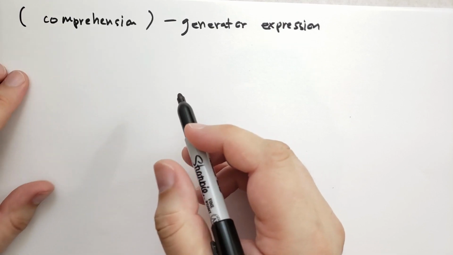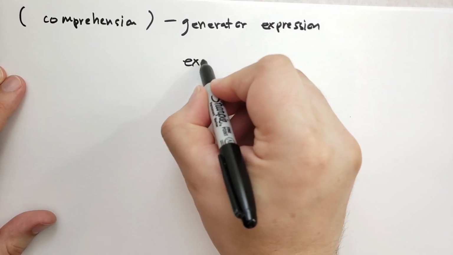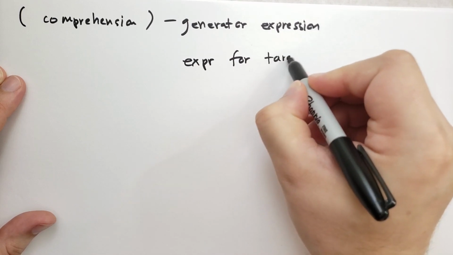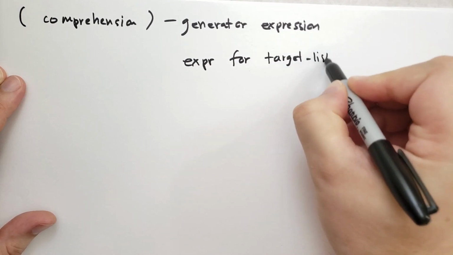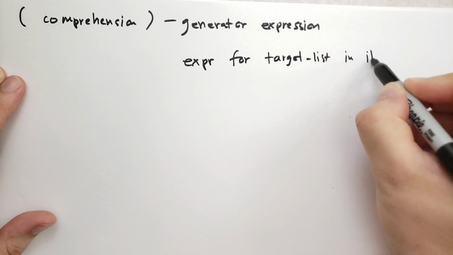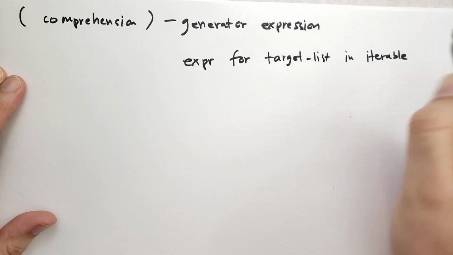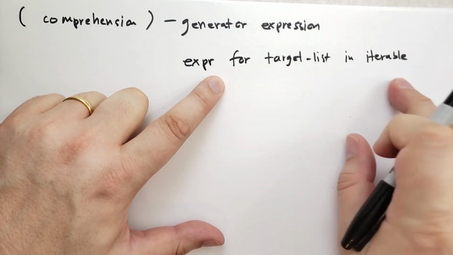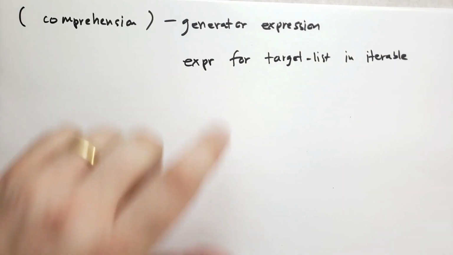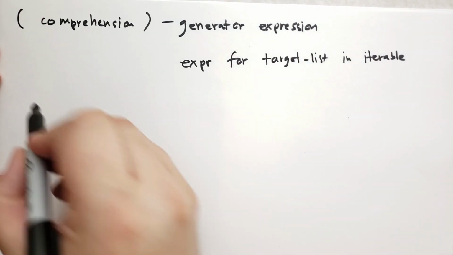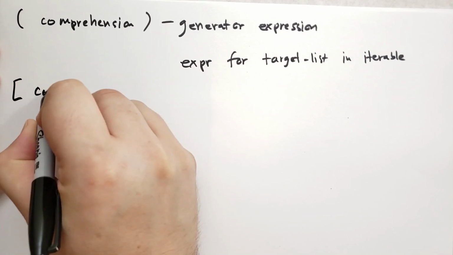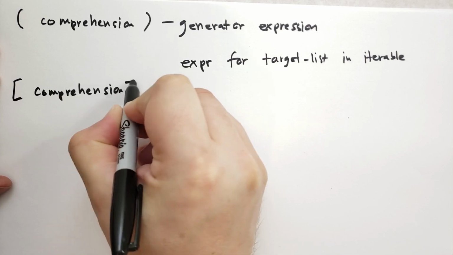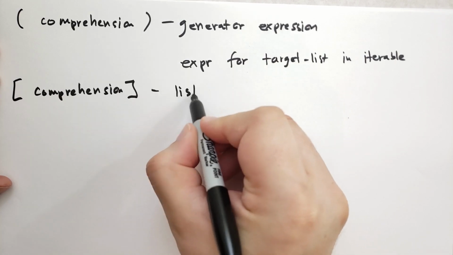If you need a brief review on what comprehensions are, that's basically you have some expression and it says for, and then you have some target list, and you have some in, and then an iterable here. And you can watch my video about comprehensions to understand the full syntax. For instance, you can have multiple for blocks, and you can even have if blocks. If you put square brackets around a comprehension, then this is the list comprehension.